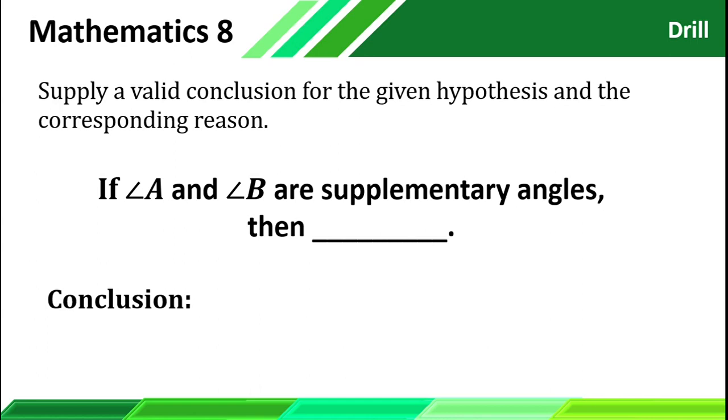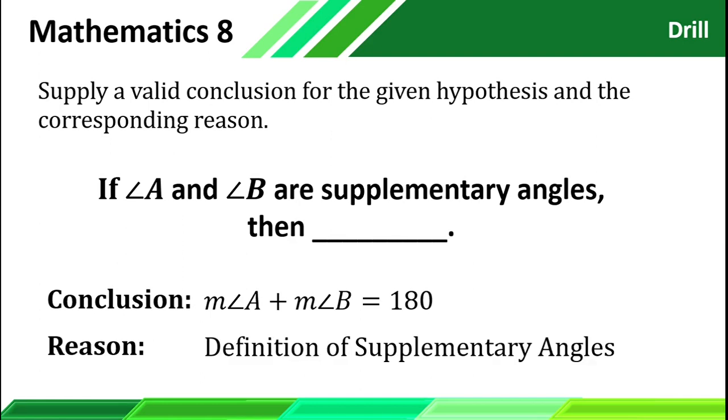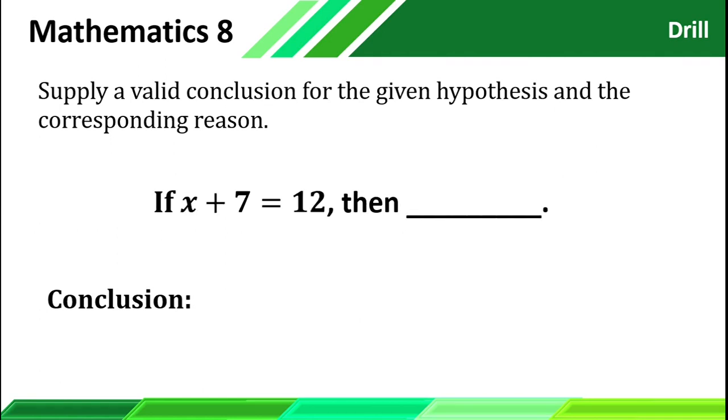Next, if angle A and angle B are supplementary angles, then the sum of angle A and angle B is equal to 180. We know this because we have the basis, which is the definition of supplementary angles.